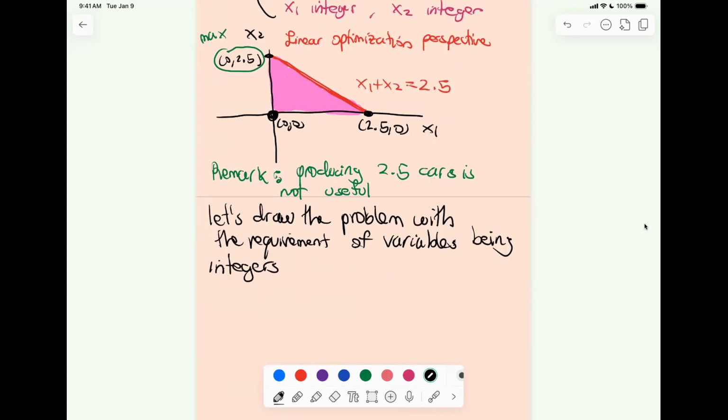Okay, and now let me cheat for a second and go back to GeoGebra, just because GeoGebra is super convenient for this stuff. Let's see.